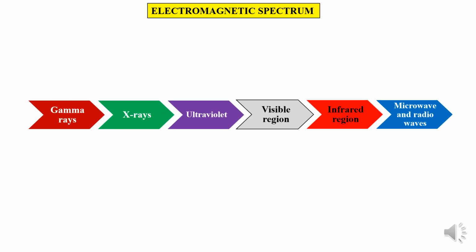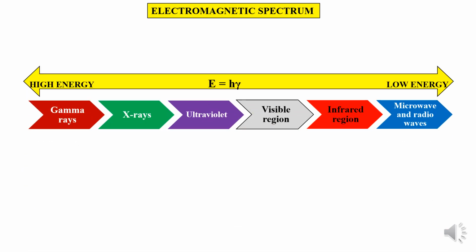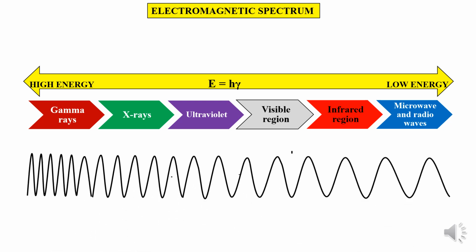The electromagnetic spectrum extends from the high energy gamma rays to the low energy microwave and radio waves. The energy of the electromagnetic radiation is given by the equation E = hν, where E stands for the energy of the electromagnetic radiation, h is Planck's constant, and ν is the frequency of the electromagnetic radiation.